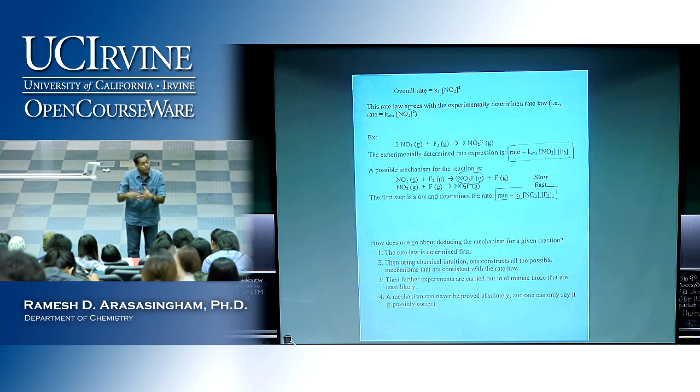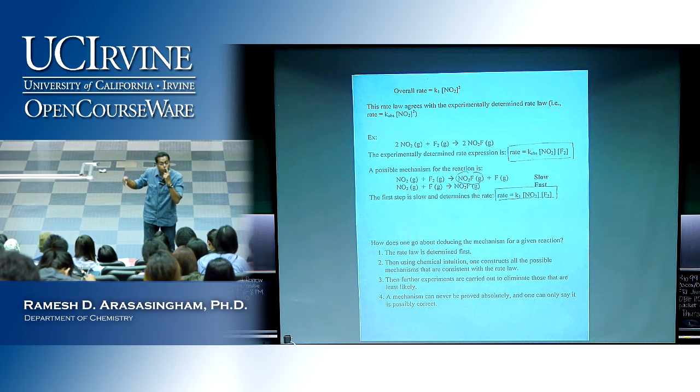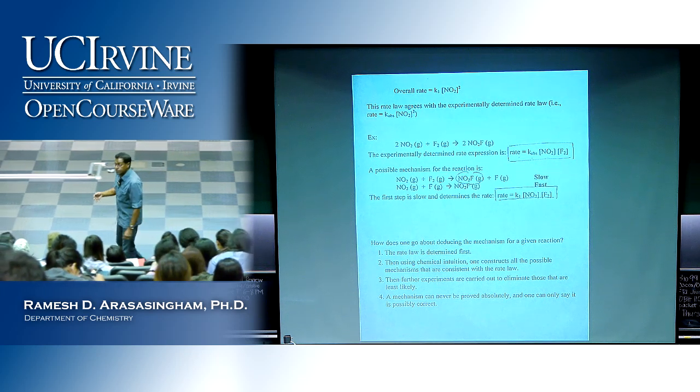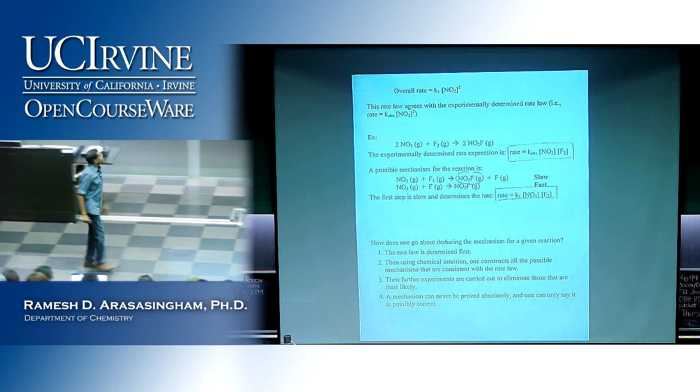And how do we come up with that mechanism? It's exactly this way. You use kinetics. Kinetics is the only way to figure out the mechanism. But it requires a lot of experience. All right? So how does one go about deducing the mechanism for a given reaction?